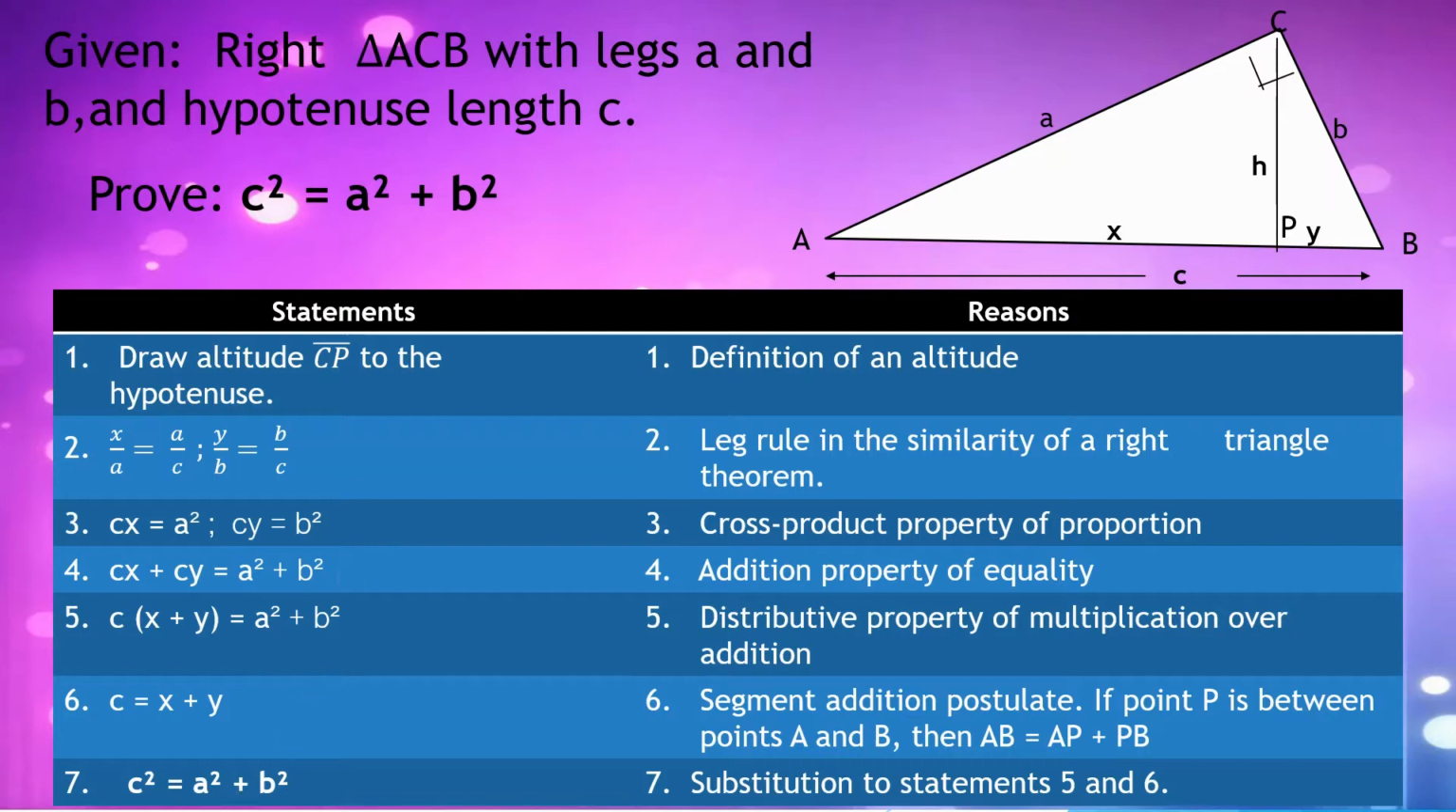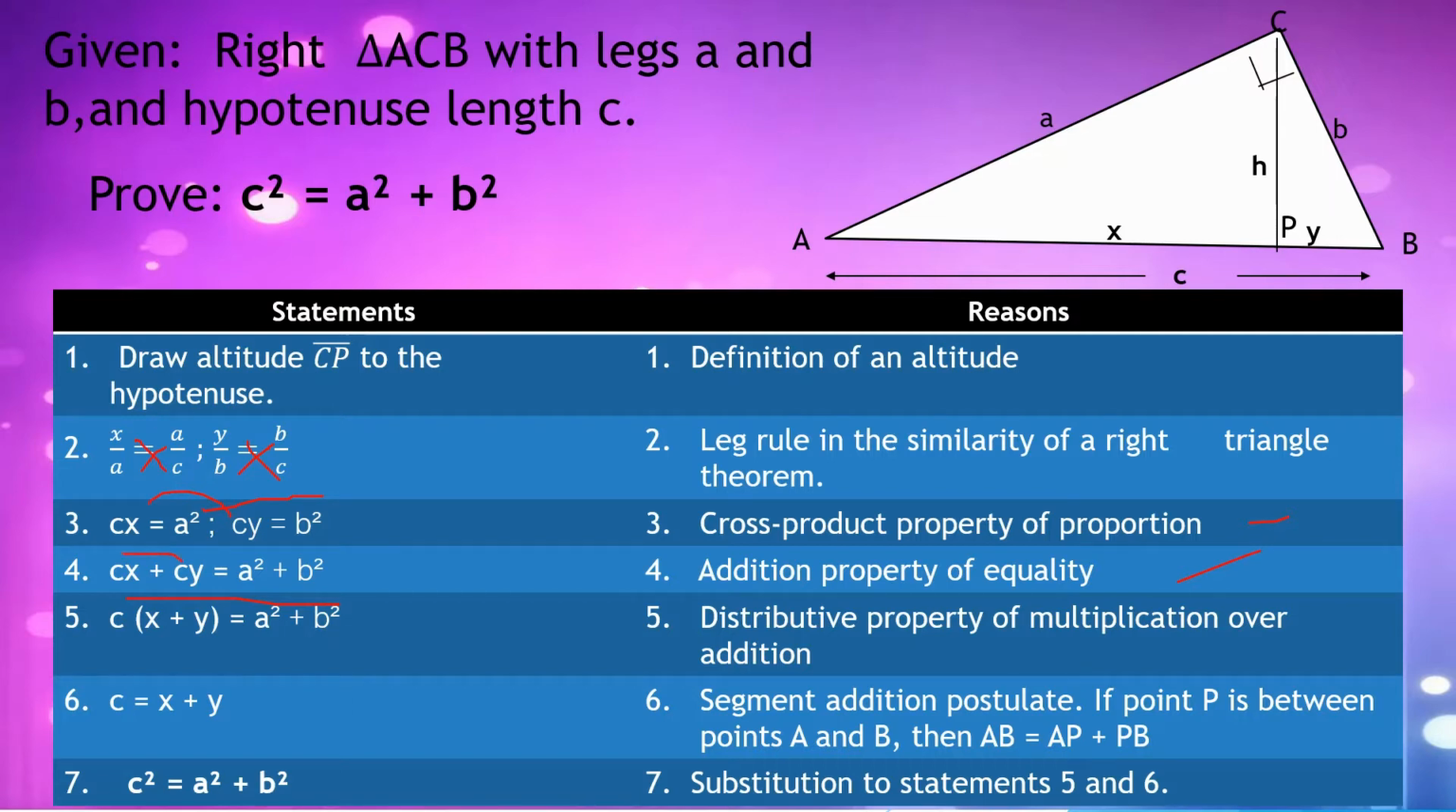The next one is you are going to cross multiply. So we have Cx is equal to A squared, then Cy is equal to B squared. And that is the cross product property of proportion. After that, we are going to combine using the addition property of equality. So Cx plus Cy is equal to A squared plus B squared. That is the addition property of equality.